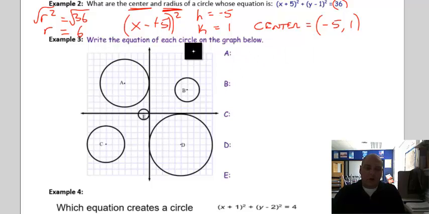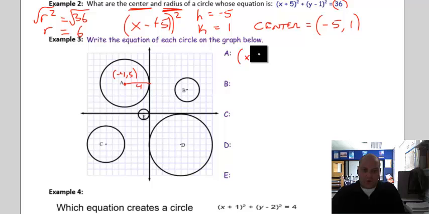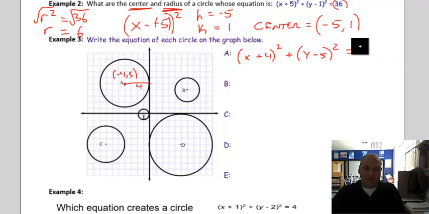Write the equation of each circle below. So this one here is a center point of negative 4, 5. All right, and my radius is 1, 2, 3, 4. My radius is 4. So for A, it's going to be x plus 4 squared. That's going to be the negative 4, double negative there. And then this is going to be y minus 5 squared equals, and then we're going to do radius squared. 4 squared is 16. So that's the equation of circle A.